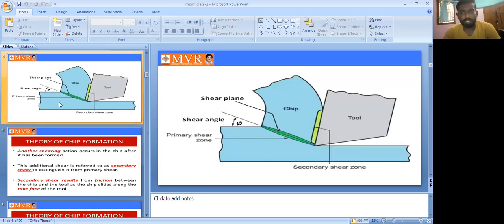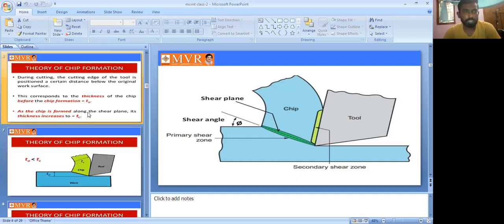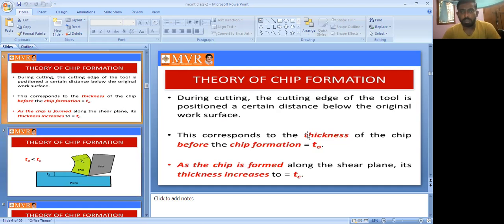In the shear plane we again have two: the first one is primary shear, and the next one is secondary shear. Next in the theory of chip formation is the corresponding thickness. Before chip formation, we get t naught. After the chip is formed, the thickness is Tc.